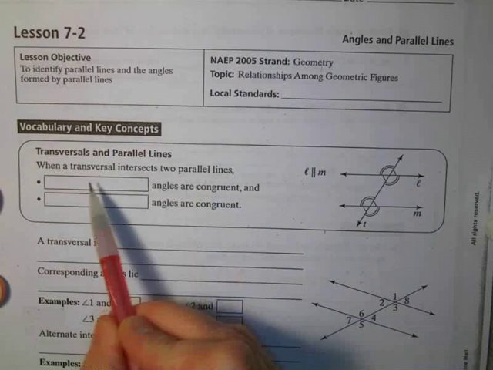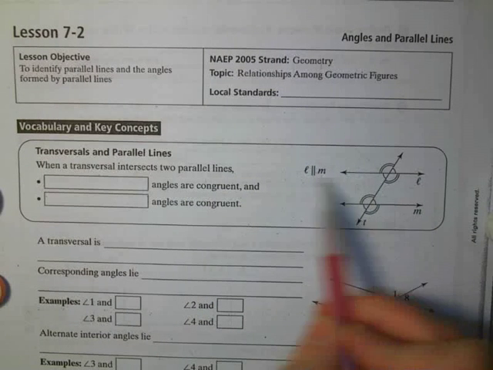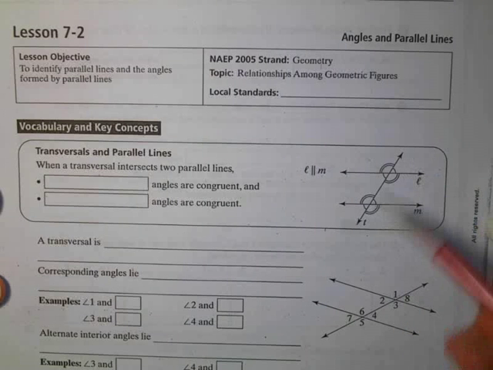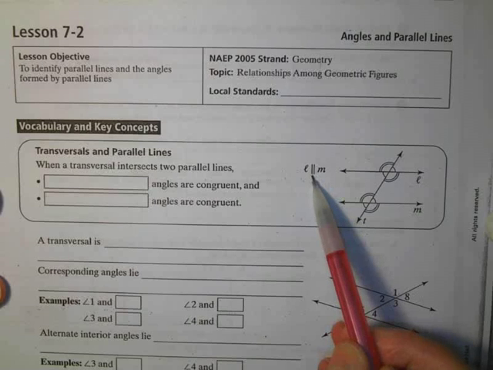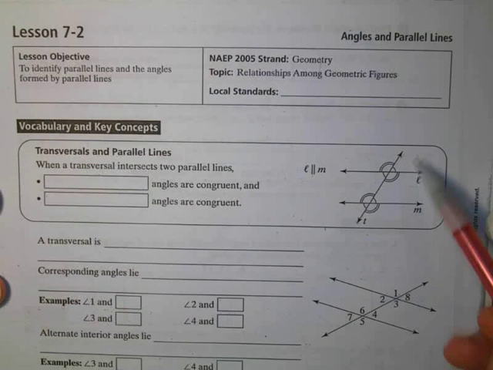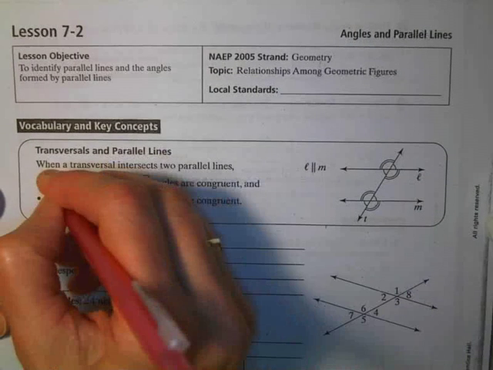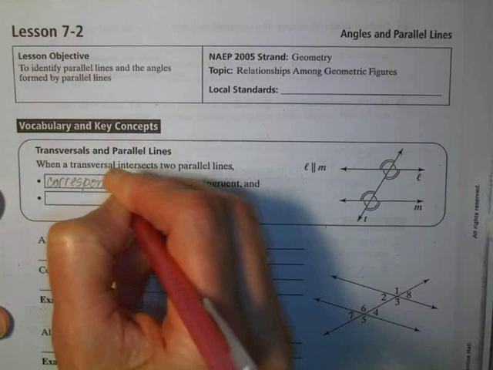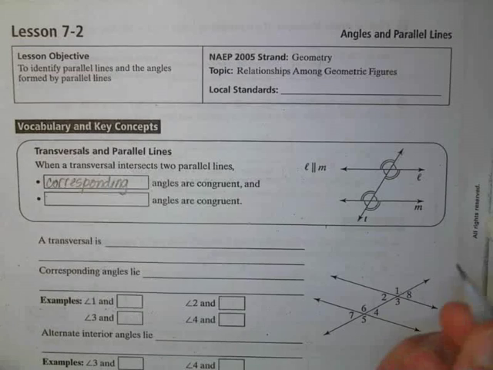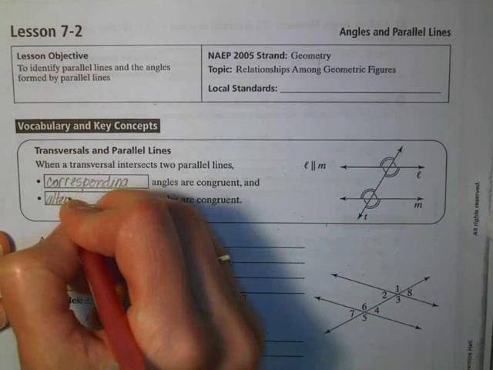When a transversal intersects two parallel lines, so let's look over here at first. Explain this picture a moment. The transversal is T. It's telling us that line L is parallel to, that's the symbol for parallel, line M. The transversal is the line that cuts through both of them. When a transversal intersects two parallel lines, corresponding angles are congruent. And alternate interior angles are congruent.